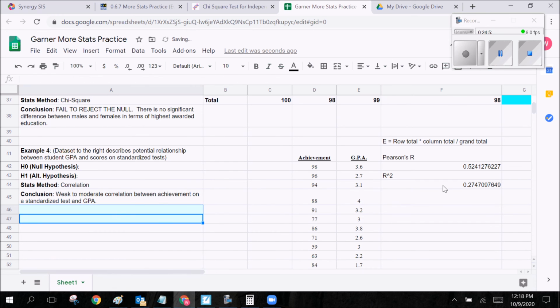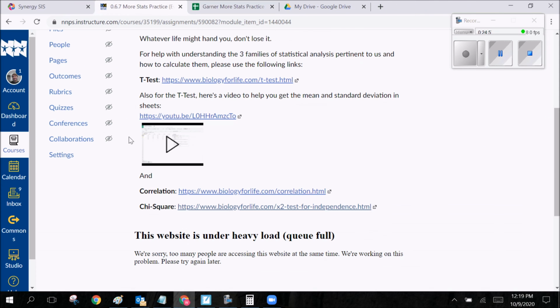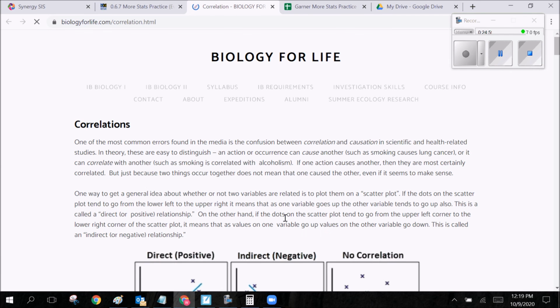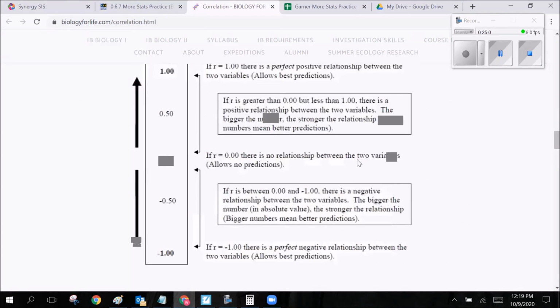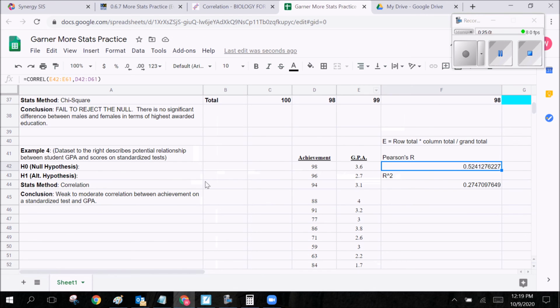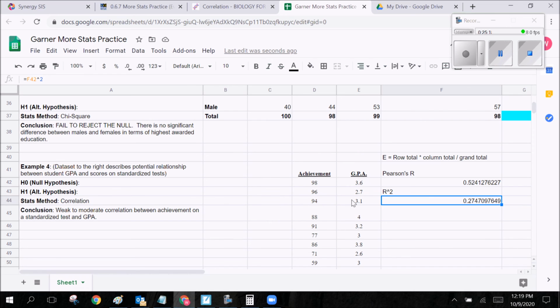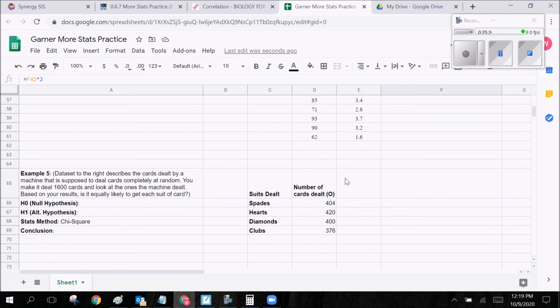It is not strong at all because our Pearson's R is 0.5, and if you're struggling to remember what that means, you go back over here to the correlation. Pearson's R 0.5 is right about here, so it's somewhere between being not significant and being significant in terms of its positive correlation. So it is a weak to moderate positive correlation, and our R-squared value is saying that the change in X is really not very indicative of our change in Y in terms of our numbers. So yeah, not very strong.